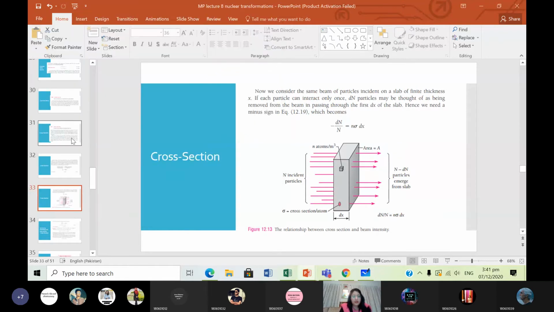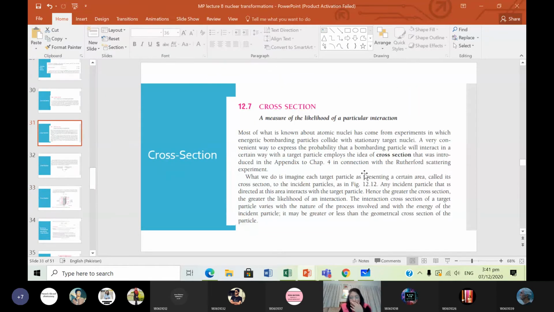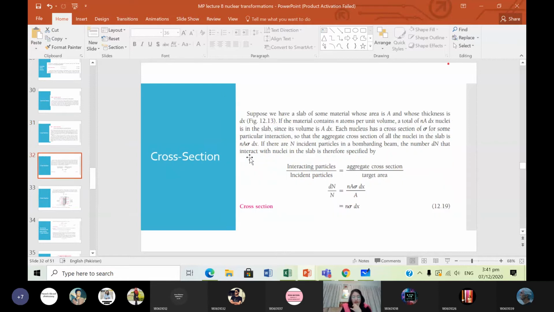So here we're talking about cross section in a slightly different context. We are talking about it with respect to decaying of particles. We had already introduced cross section when we were talking about Rutherford scattering, but here we're going to talk about it in the general sense of when we have some material.